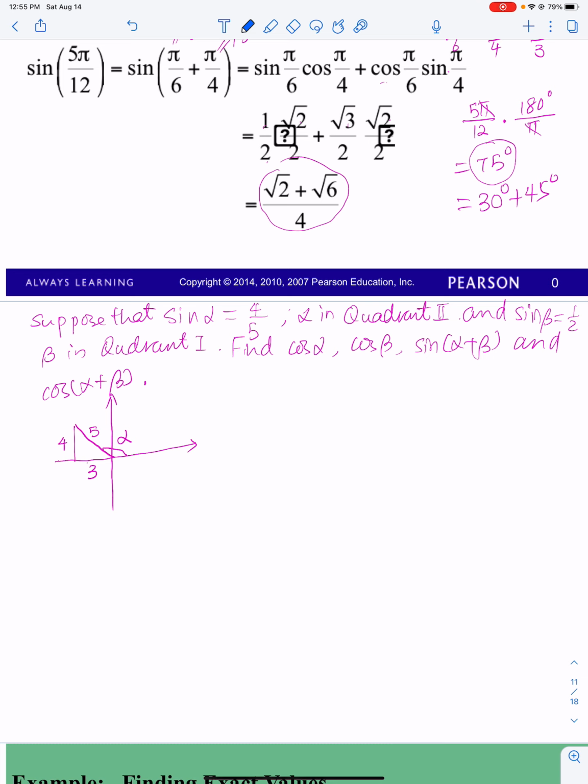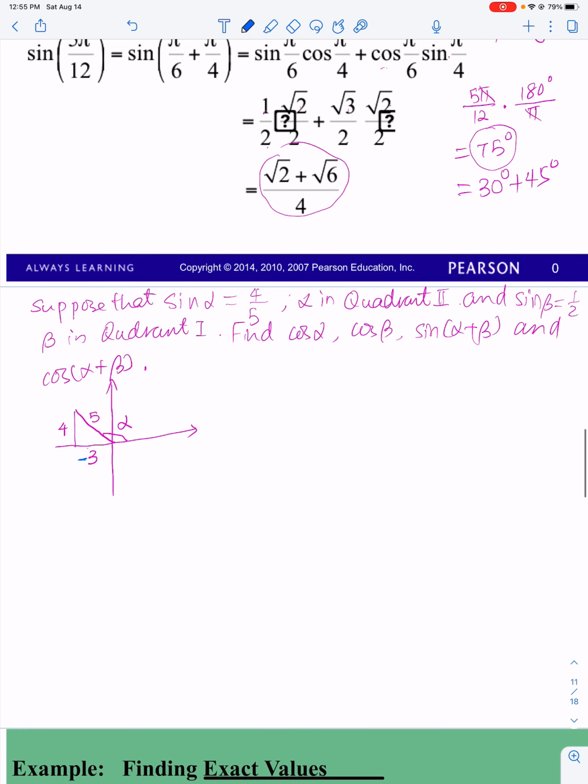What is the most important thing? Because this is in the second quadrant, it's on the negative x-axis. Do not forget, this is negative 3. After you draw this picture, you can write all the trig functions that you need. We know that sine alpha equals 4 over 5. What will be cosine alpha? Negative 3 over 5. What will be tangent alpha? Negative 4 over 3. What will be even cotangent alpha? Negative 3 over 4. Are you with me? You can find all of them.